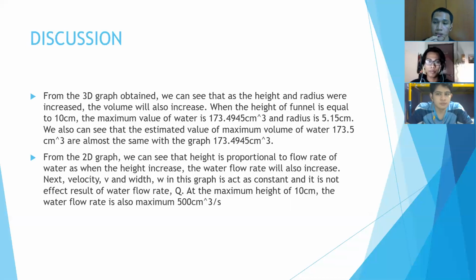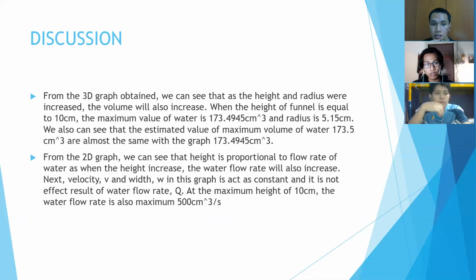Okay, thank you, Adib. I will continue with the discussion and conclusion. For the discussion, from the 3D graph obtained, we can see that as the height and radius increase, the volume will also increase. When the height of the funnel is equal to 10 cm, the maximum value of water is 173.4945 cm3 and the radius is 5.15 cm.